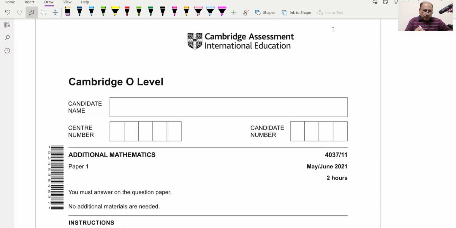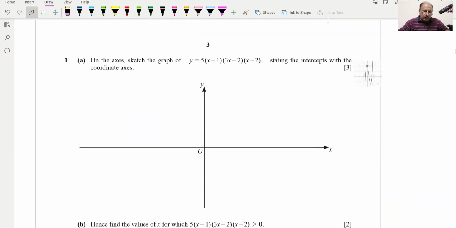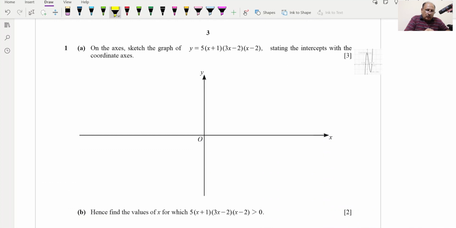Hello everyone, today we'll be going through Cambridge O-Level Additional Mathematics Paper 1, 403411 May-June 2021. Let us move to question number 1. Question number 1, part A, says sketch the graph, stating the intercepts with the coordinate axes. We can check for the x-intercepts by replacing y equal to 0, and for the y-intercept by replacing x equal to 0.